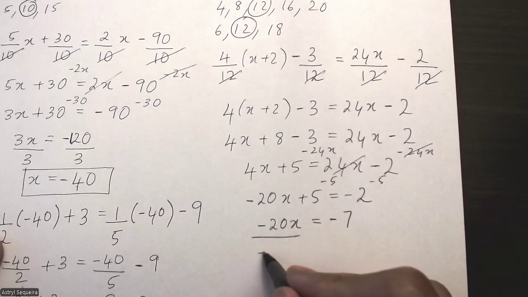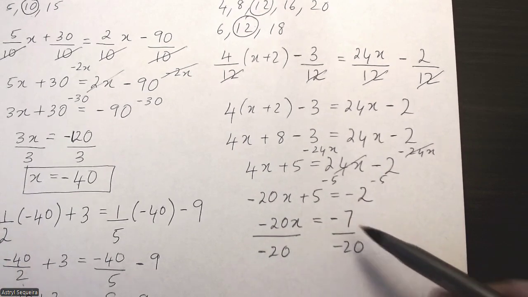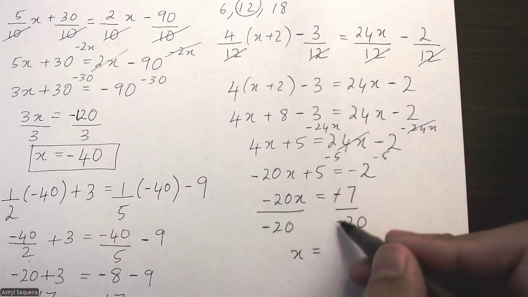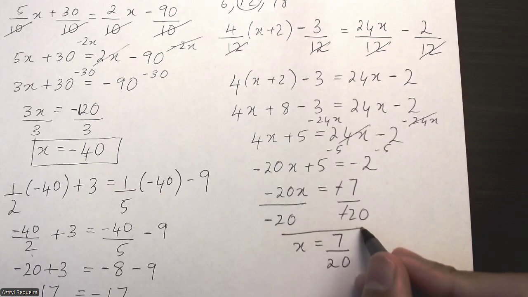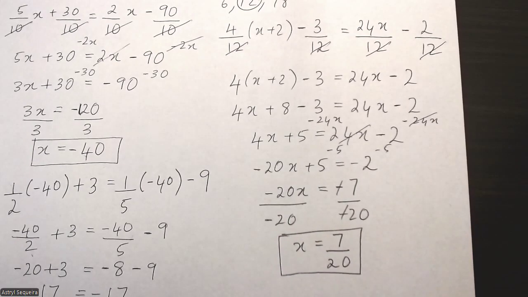Last, I will divide by negative 20. Negative 7 over negative 20 cannot really be reduced, although I can cancel out the negatives because a negative divided by a negative is positive, which means that my final answer is x equals 7 over 20.